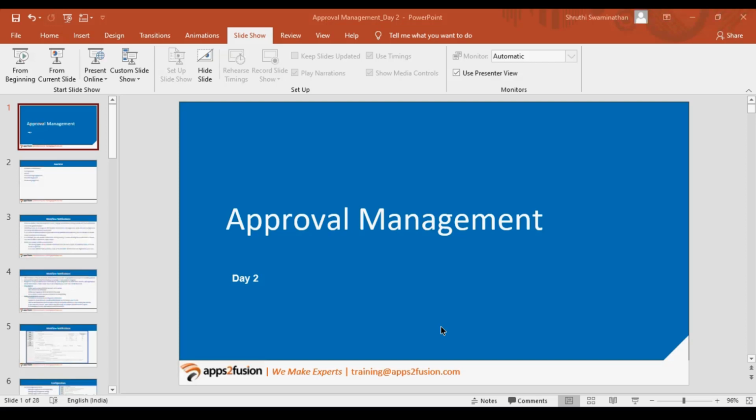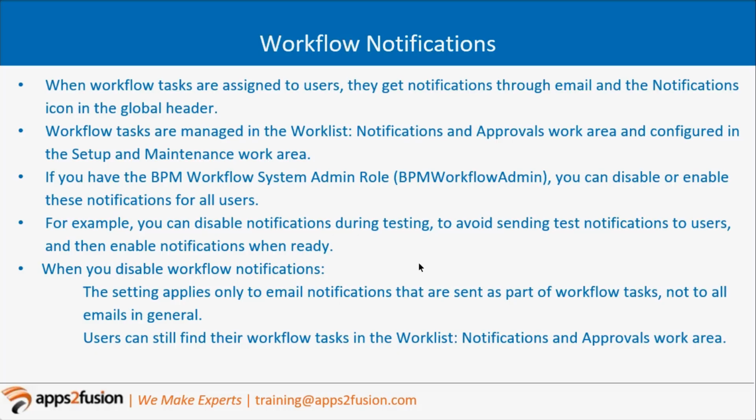So notifications, we all know what that is. There are a couple of types. One is the bell icon on the top, and another is the email notifications. So when tasks are assigned to users, they get notified. Workflow tasks are managed in the work list. So when we went to the bell icon and clicked on that work list, that is one way to access that, and it's configured in our setup and maintenance area. From there we go through the task configuration, and then we have the notifications on the BPM.